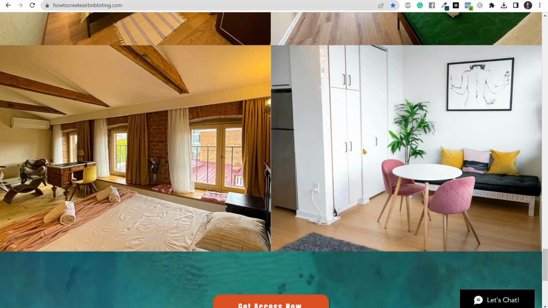And on the right side you can see another example. There's a nice color contrast in this apartment. There's green, yellow, pink, and there's a nice art on the wall, which I like.